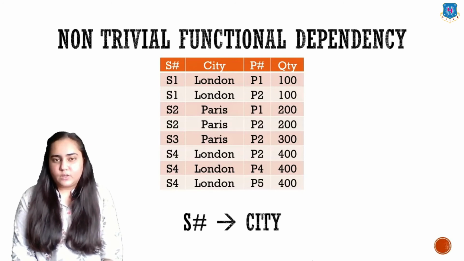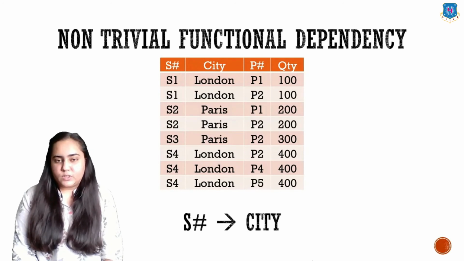Now, what you have here is a functional dependency, because when I ask you a question about S hash, you are able to give me one answer. If suppose S1 was located not just in London but also in Paris, then this dependency would not exist. This exists only because S1 is only located in London, S2 only in Paris, S3 only in Paris, and S4 only in London. So it's a many-to-one relationship from S hash to city.